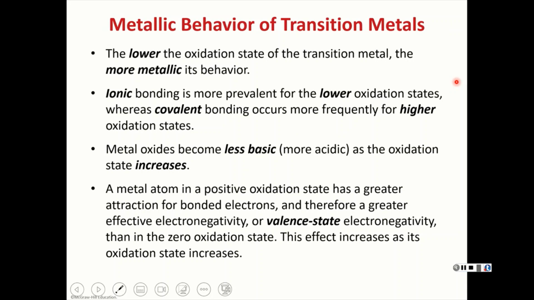A trend in metallic behavior in the transition metals: they're all metals, so they're always metals, but it turns out that the lower the oxidation state of a transition metal, the more metallic it can behave. What does that mean? Well, that means when it forms a bond, the more ionic that bond is. So the lower the oxidation state, the more it behaves like a metal, and the more ionic bonding there is. So the more it completely gives up electrons and is a full positive charge.